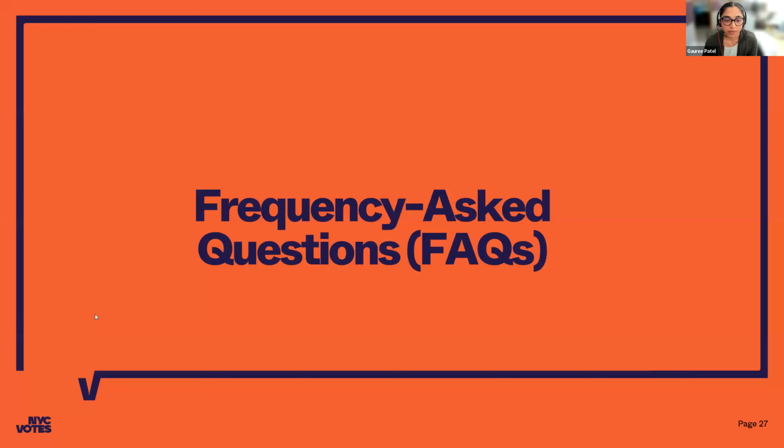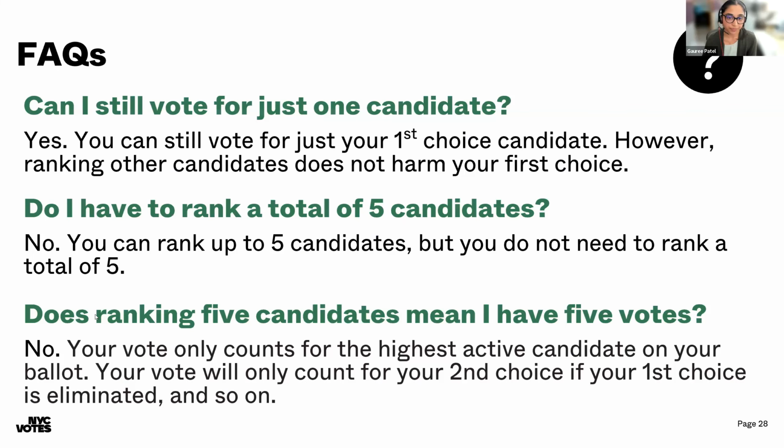So we're going to go through a couple of frequently asked questions as it relates to RCV that we hear a lot from voters. The first is, can I still vote just for one candidate? And the answer is yes. You can still just vote for your first choice candidate. However, if you choose to do that, you wouldn't be utilizing the benefits of RCV, right? The opportunity to rank multiple candidates and have your vote be counted towards another candidate if that first choice candidate does not win the majority of votes in that first round.